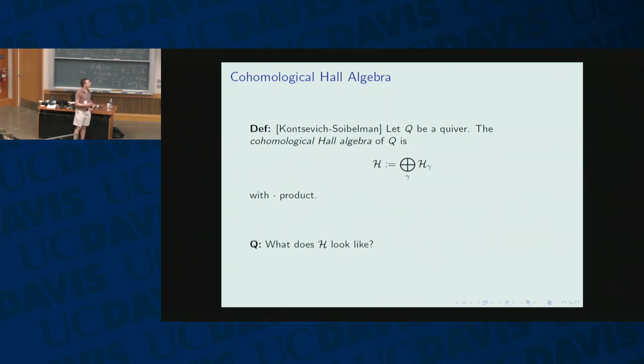So big picture, starting with the quiver Q, you have a certain algebra H that's multigraded according to dimension vectors. And the basic question you have is, well, what does H look like? Can we infer properties of H from properties of Q, perhaps? And I'm not aware of a nice answer to this question in general, but if you have nice quivers, your algebra H can actually have a nice structure.